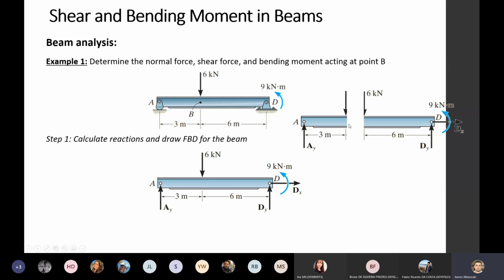Now for this half here, the same thing, moment would be positive if it was counterclockwise, because that's what creates a sag for this half. Shear force would be positive to rotate this one, which is BA or AB, clockwise. Shear force should be down, and normal forces should be in tension.